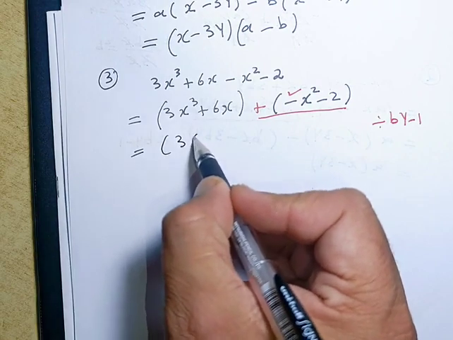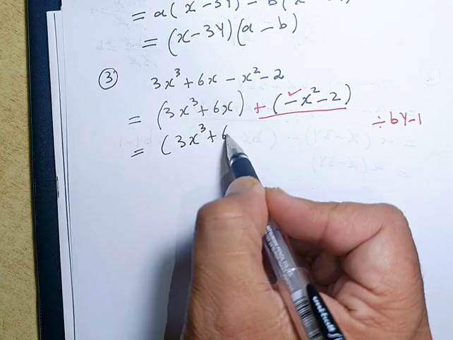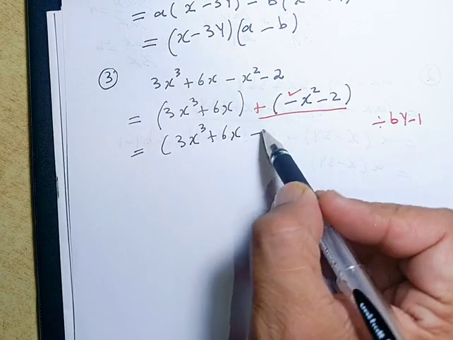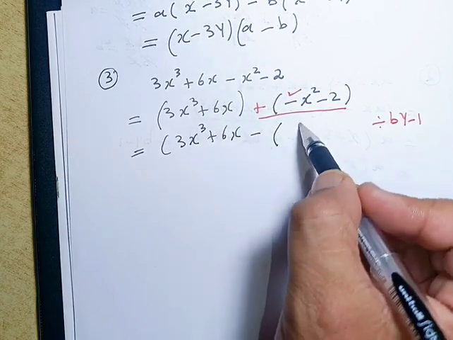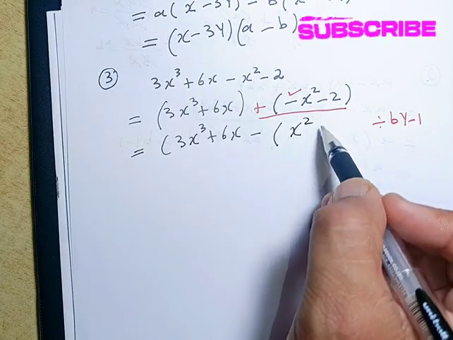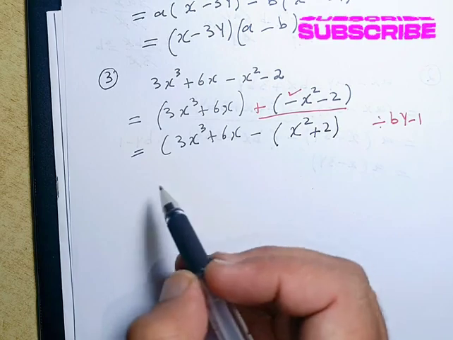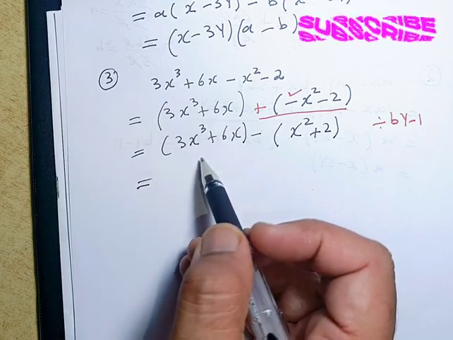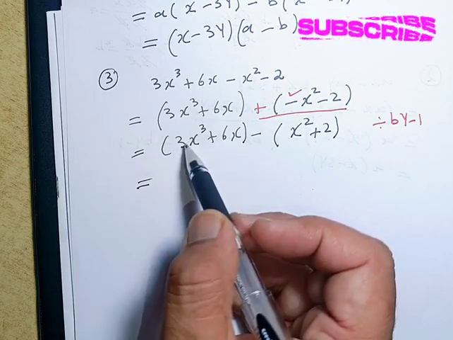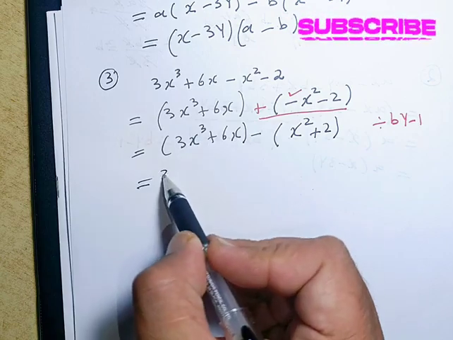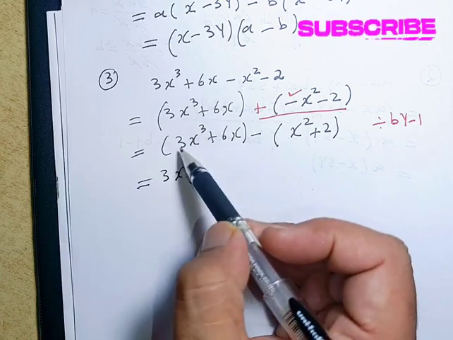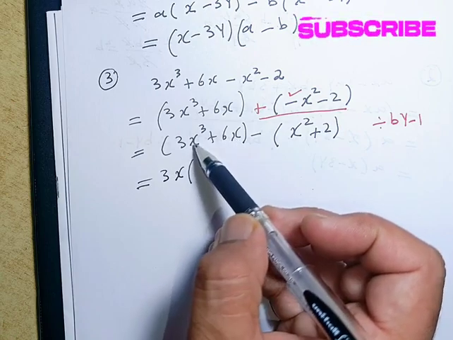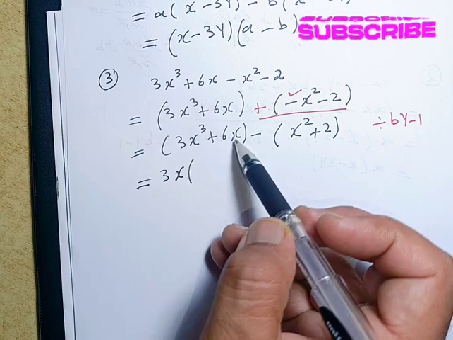So it's going to be 3x^3 + 6x, and now the second bracket divided by -1: positive becomes negative, and obviously this negative becomes positive, and negative again becomes positive. Now from here I can factorize. The common factor here is 3 and x. So 3x is a common factor because 3 and 6 can both be divided by 3. And obviously x exists here and also exists in the second term.